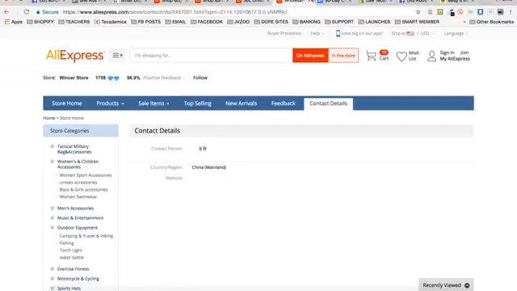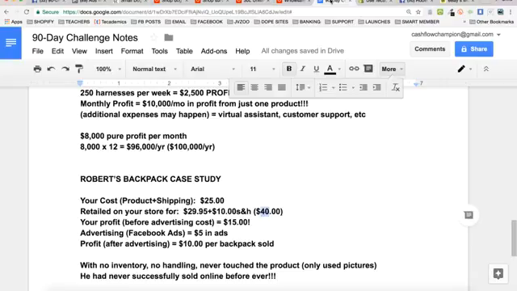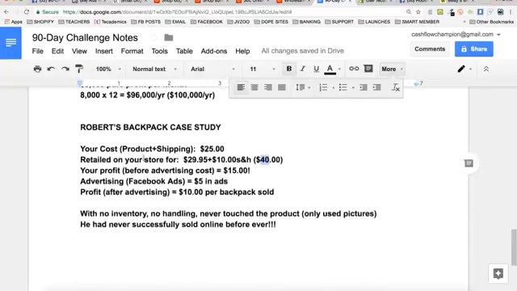Okay, so I'm making this very, very simple for people. This is what Robert did. He found a backpack, marked it up to $40, and sent $25 off. He's keeping the 15, but he still has a cost of about $5 in ads, so he's making $10 per backpack sold. That was his first time selling online. All he did was put pictures on his store.